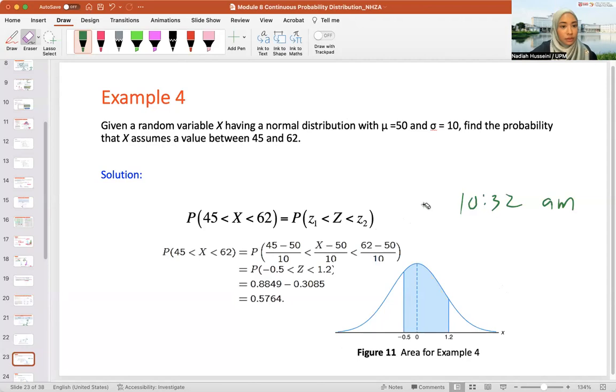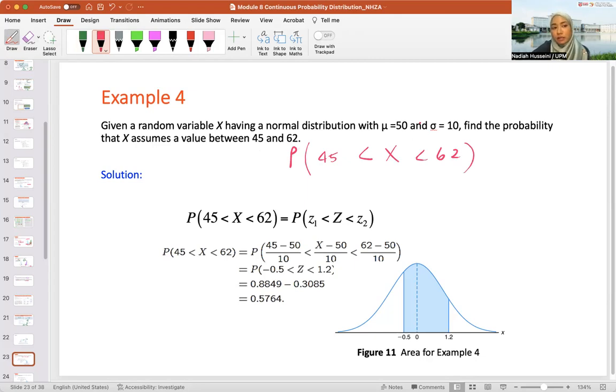Okay, so back to example four on the normal distribution. Now we have a situation where the normal distribution can be arbitrary and we want to standardize it so that the mean becomes zero and the Z value is something that we can refer to in the table. Given a random variable X having a normal distribution with mu equal to 50 and standard deviation of 10, find the probability that X assumes a value between 45 and 62.